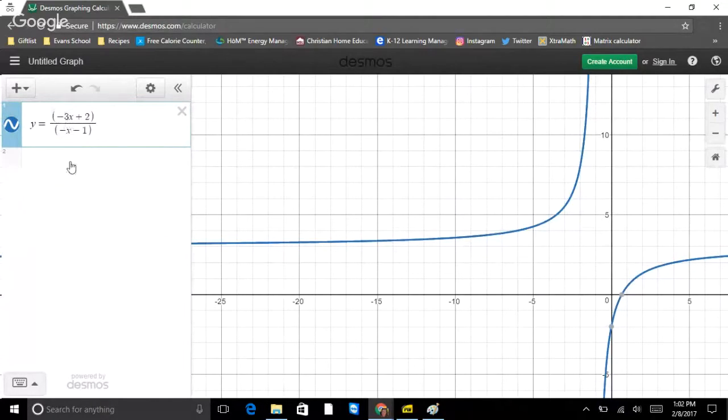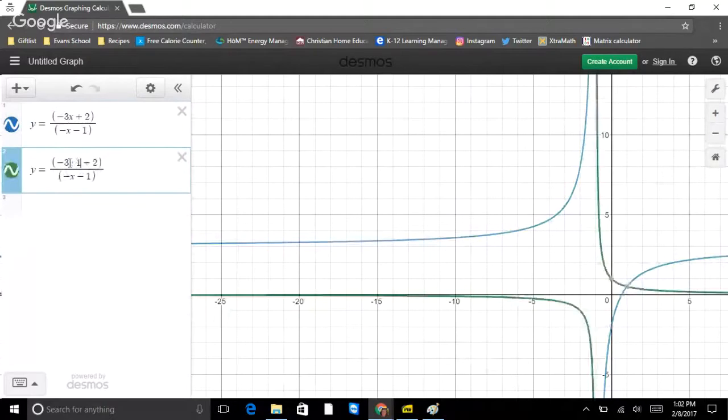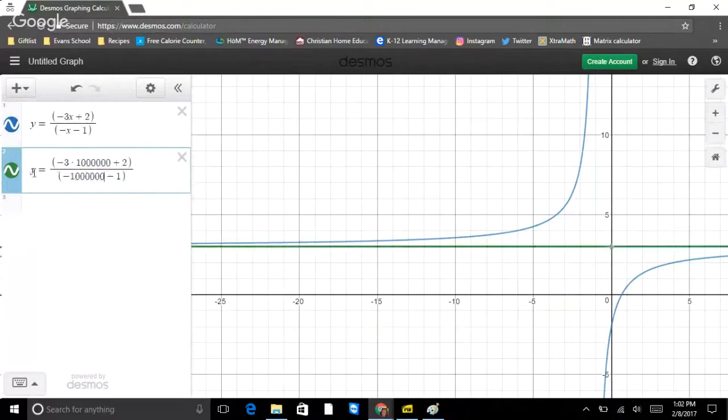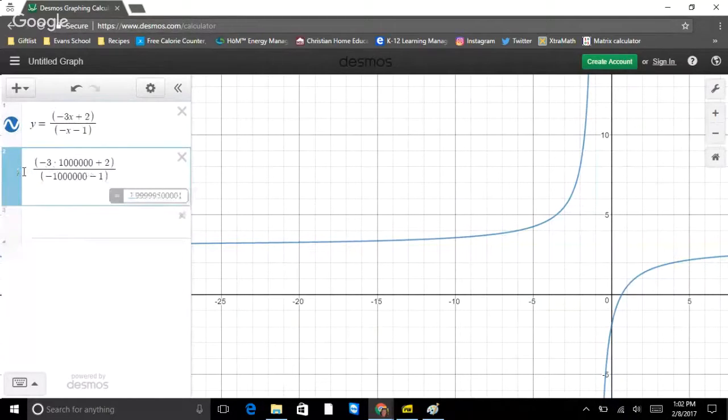Right? So no matter what value I put in here, let's say I put in 1,000,000 for our x value. We don't even need our y equals, right? So this is just kind of proving. So we put 1,000,000 in. Our y equals 2.9999950. So we can never quite get to y equals 3. So our range would be all y's except for y equals 3.